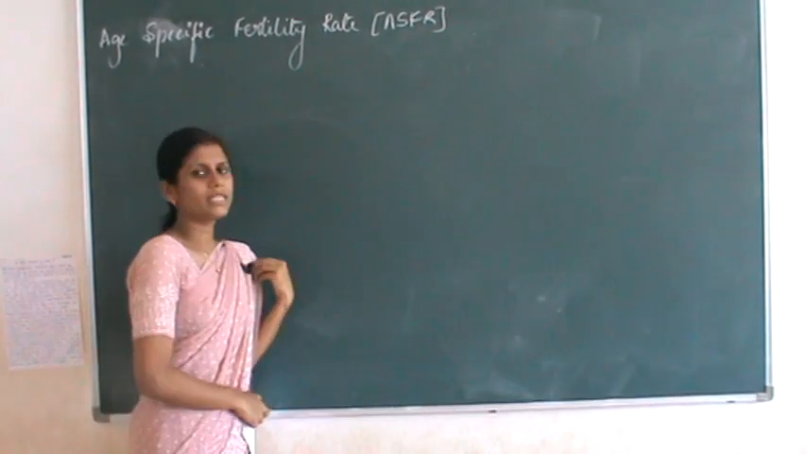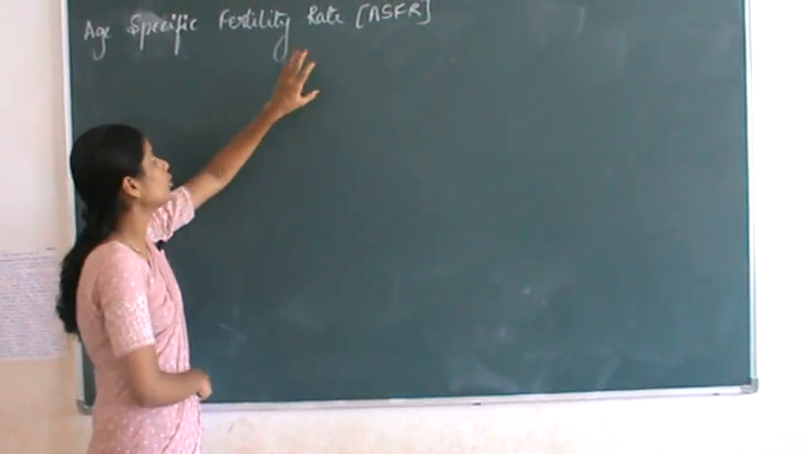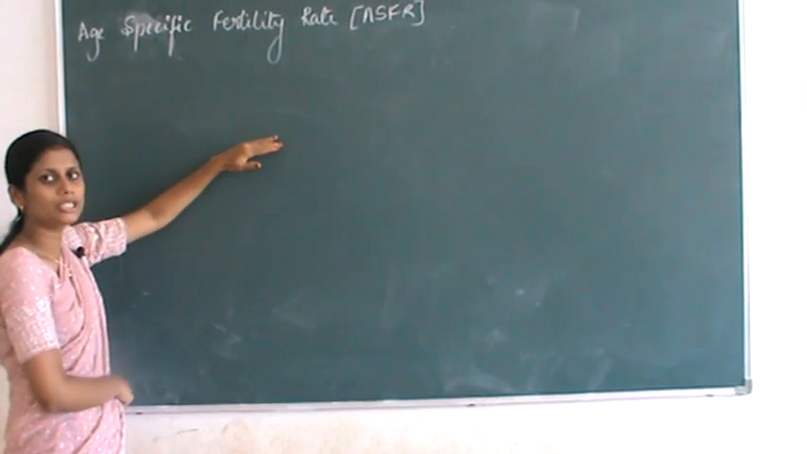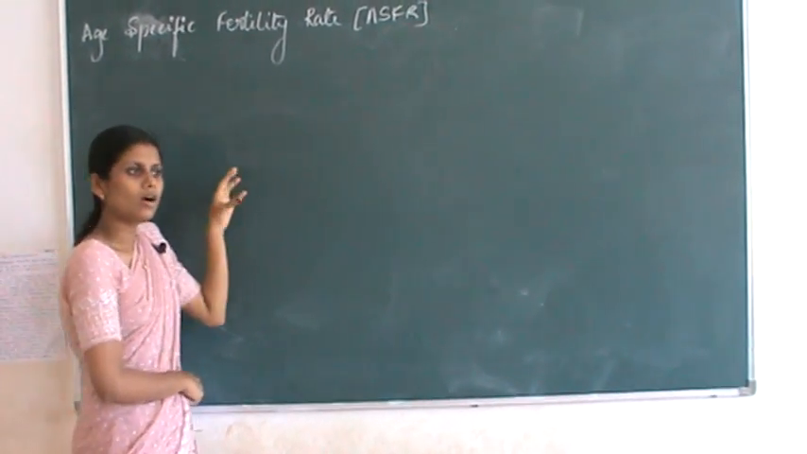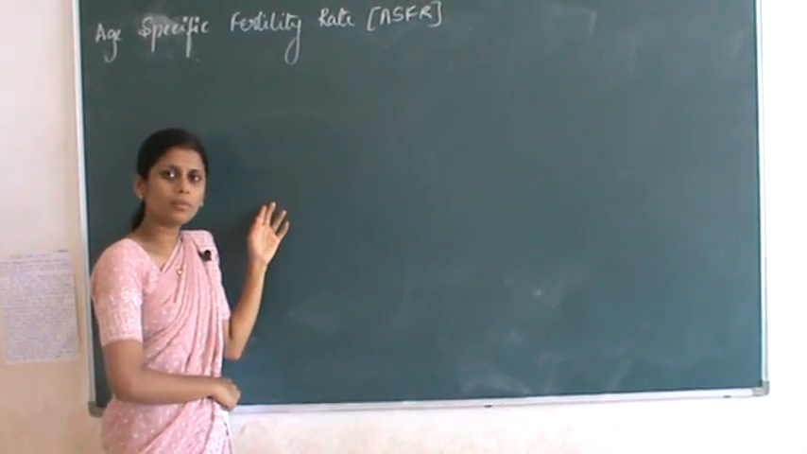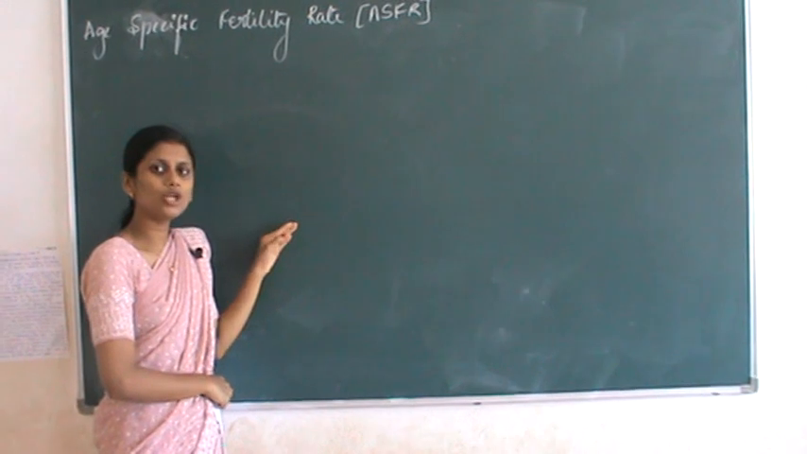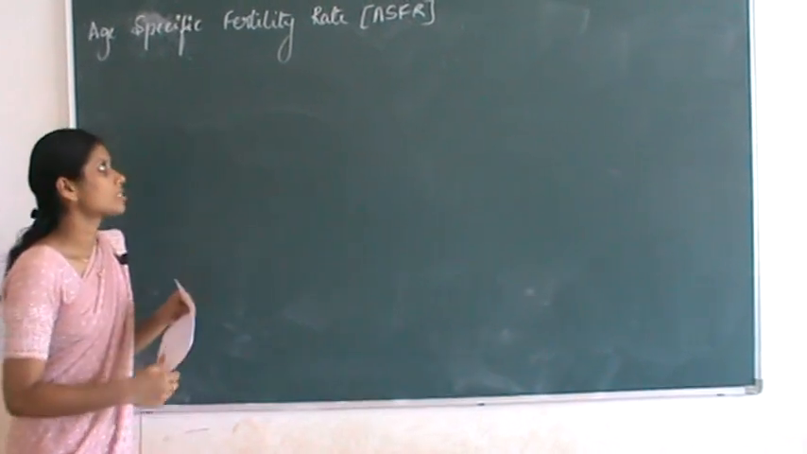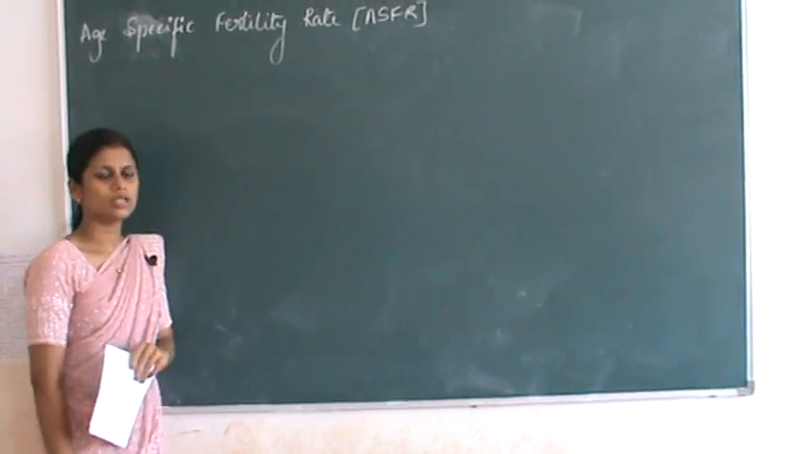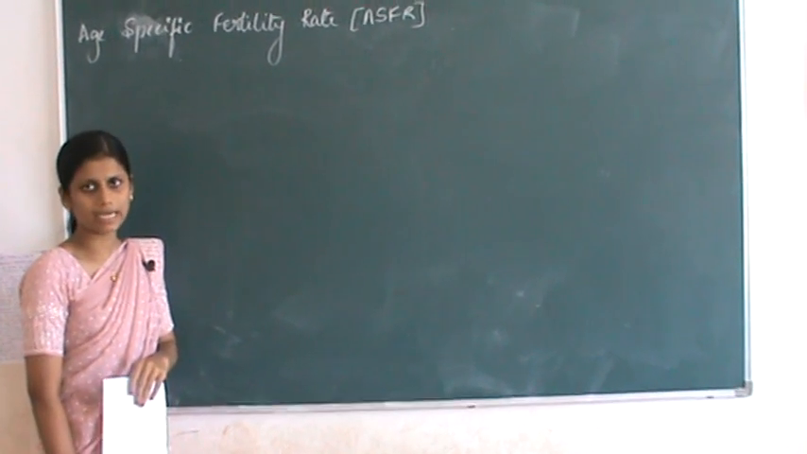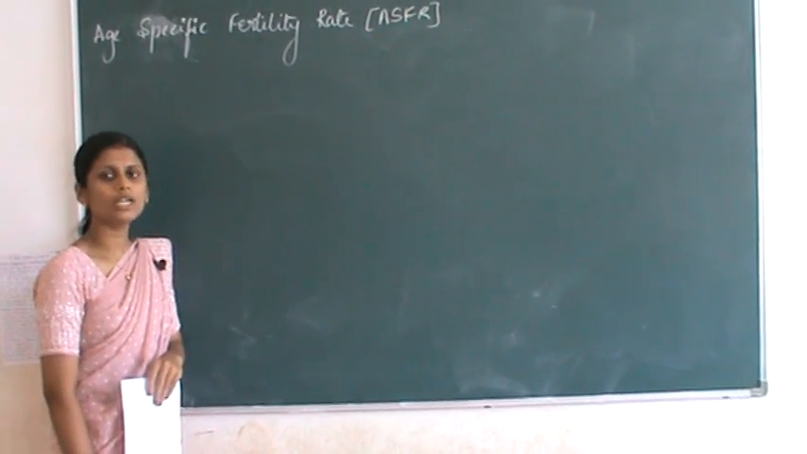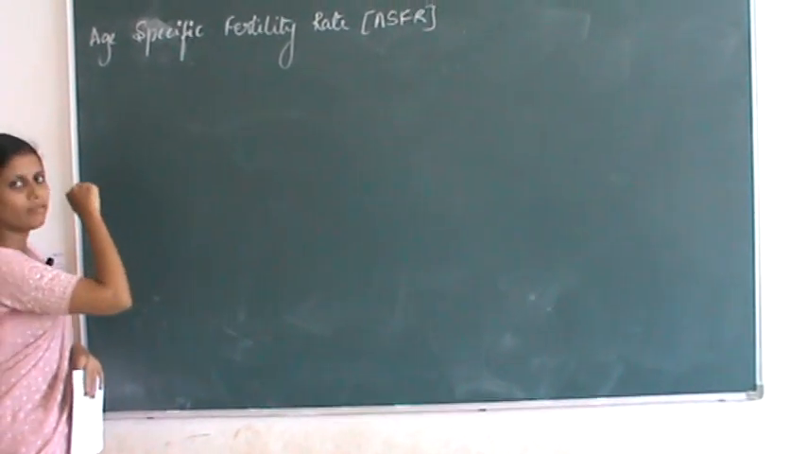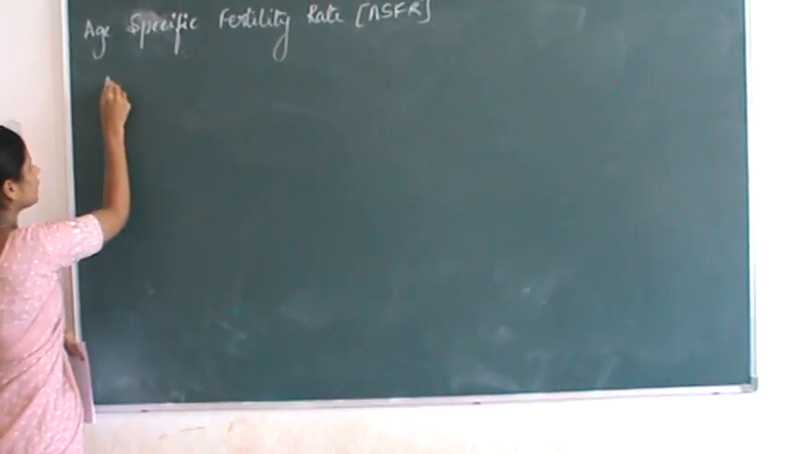So age specific fertility rate is nothing but here we are going to measure the fertility for the specified age group of female population of childbearing age. Here also we are going to consider only female population of childbearing age, and we are going to calculate fertility for a specified age group separately. So this is called age specific fertility rate. It is defined as average number of live births occurring to 1000 women of specified age group in a year. Now we will see what is the formula to calculate age specific fertility rate.